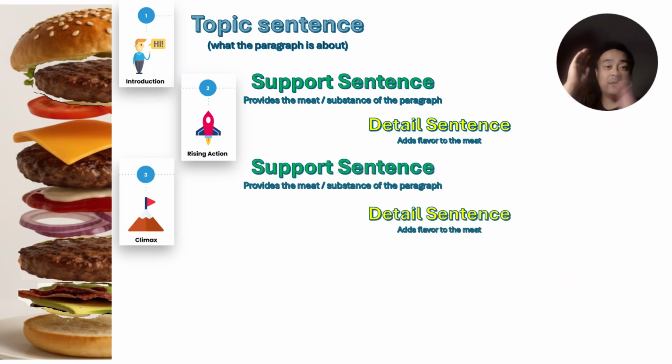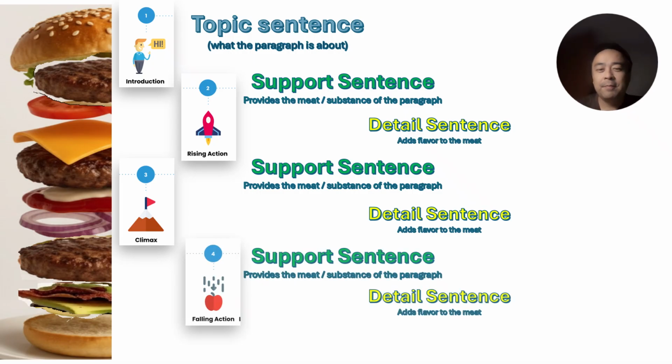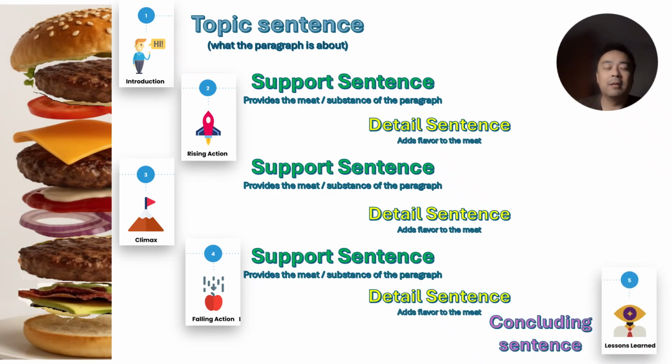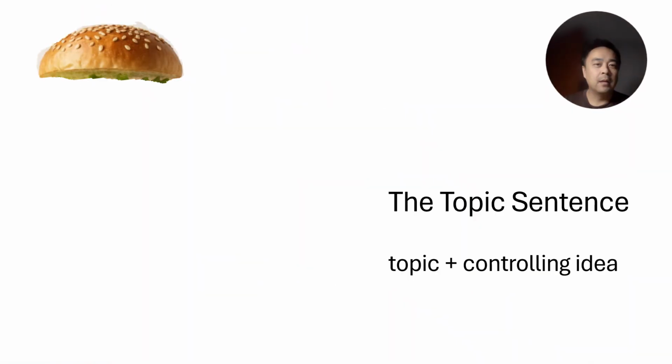Then we get to the climax. How suddenly, all of a sudden, out of the blue, something happens. That's our climax. And then after that happens, after the worst or scariest or most amazing thing happens, what happens right after that? This is our falling action. And finally, we end with our concluding sentence, our lessons learned. Let's take a look at two different topic sentences and see which one is better.